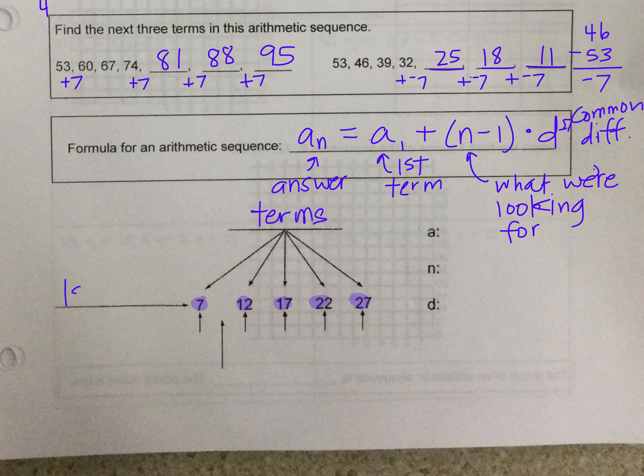The 7 is our first term. But because I don't want to write first term, second term over and over again, I give 7 a short name. He is A1. 12 is our second term. He is A2. 17 is our third term, A3, A4, A5.